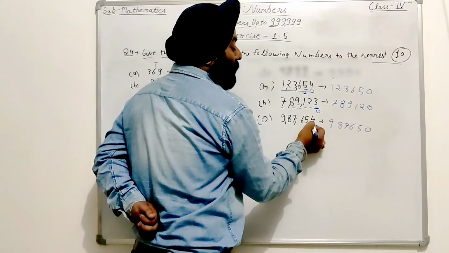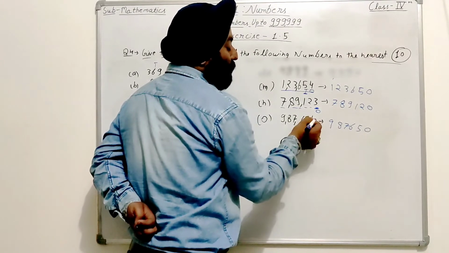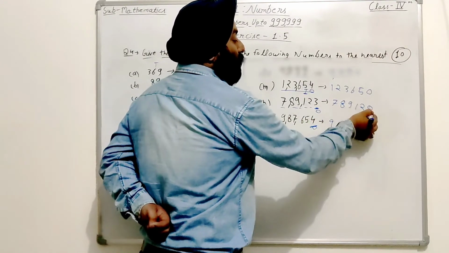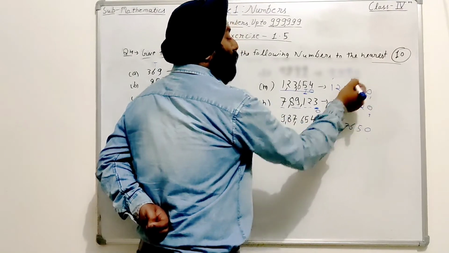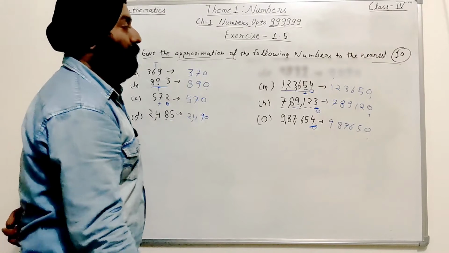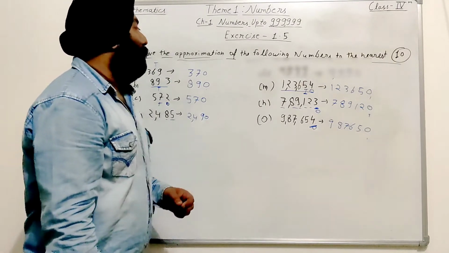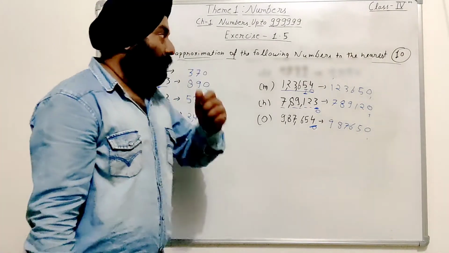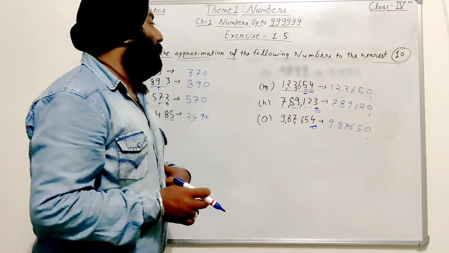No change means the last digit will become 0. As we can see in the no change of the numbers. So that's all for question number 4. We will do question number 6. Question number 6, what is it?